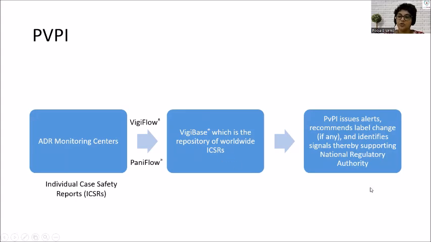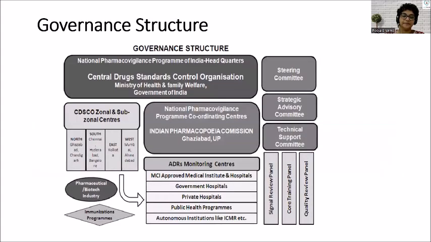From here, the PvPI, that's the Pharmacovigilance Program of India, can issue alerts, recommend any changes in the label of that drug, and identify any signals that could be considered dangerous signals, and thereby support the National Regulatory Authority to ensure drug safety throughout the country.